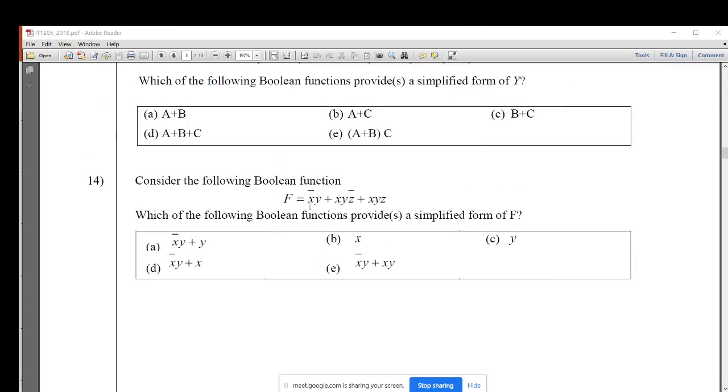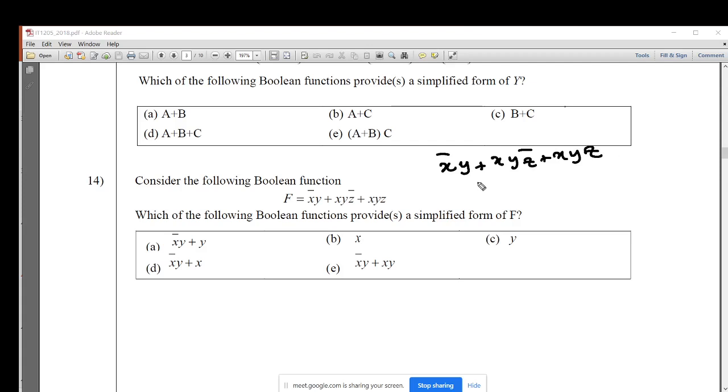So the second one is not a difficult one. It just says which of the following Boolean functions provides the simplified form of f. Again, look for the bar values. Rather than simply doing it, we can even quickly draw a Karnaugh map and simplify it if we are lost. So here the values are x bar y plus xy z bar plus xyz.